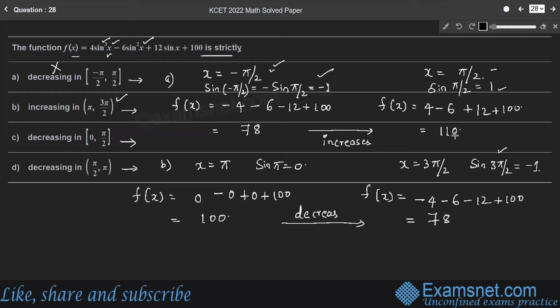So the function decreases in this second range, pi to 3 pi by 2. According to option B, it is increasing. Hence, option B is not the answer.